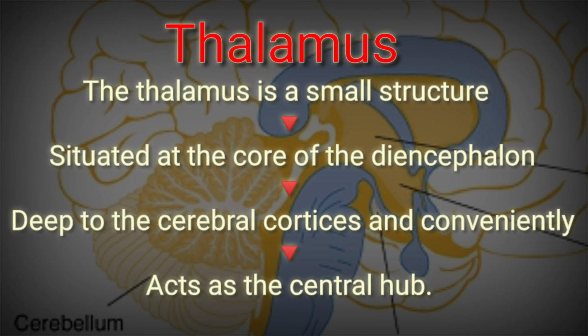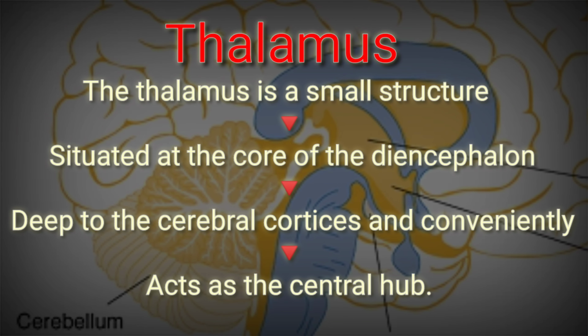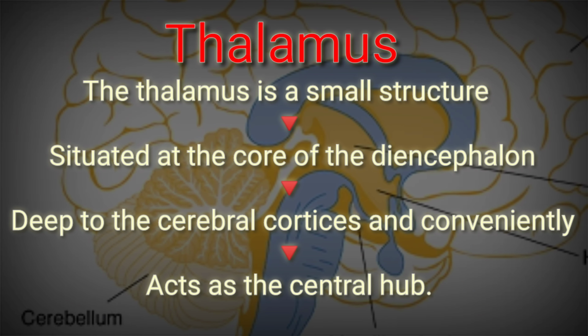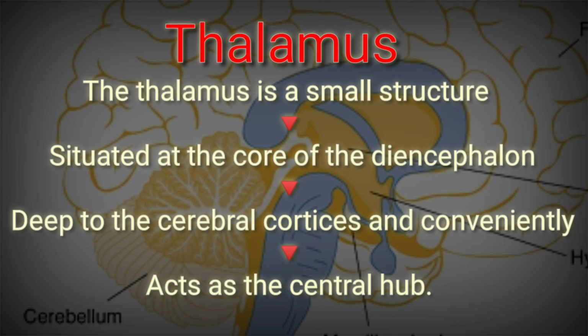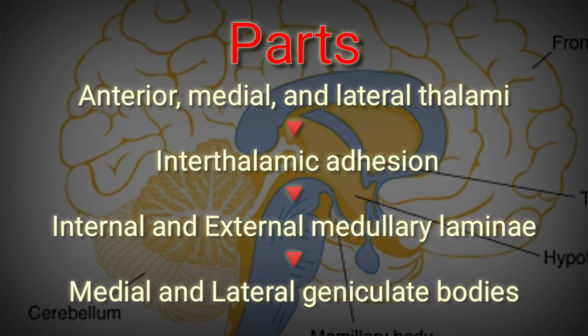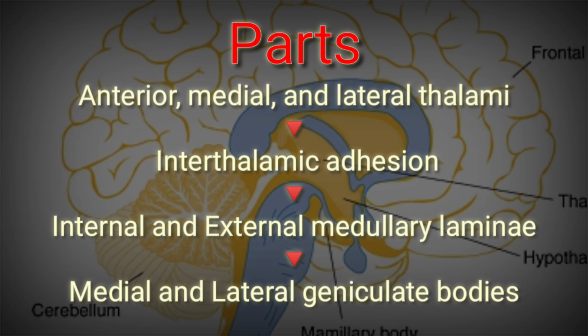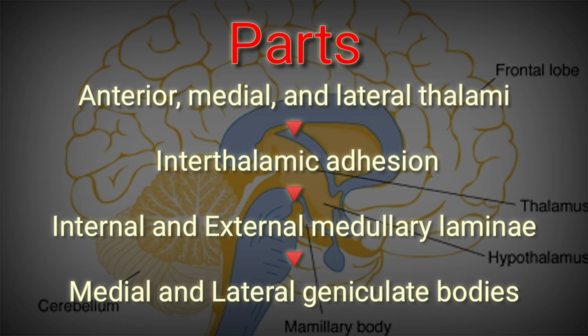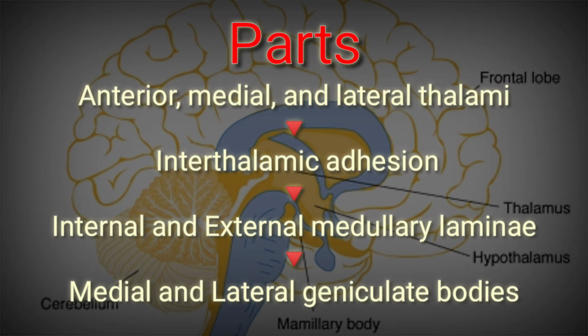Today I am here with the contents of thalamus. The thalamus is a small structure within the brain which is ideally situated at the core of the diencephalon, deep to the cerebral cortices, and conveniently acts as the central hub. Parts: anterior, medial and lateral thalami, interthalamic adhesion, internal and external medullary laminae, medial and lateral geniculate bodies.